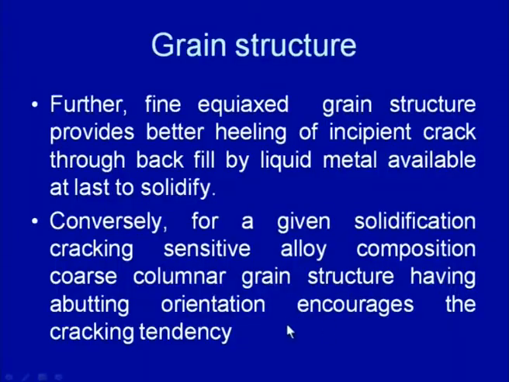equiaxed grain structure. And the reason for this is that when we are having the coarse columnar grain structure, there will be more segregation of the alloying elements along the weld center line, which will be increasing the cracking tendency, especially along the weld center line, because the grains will be abutting at the weld center line, and that will be pushing in the alloying elements at the weld center line.